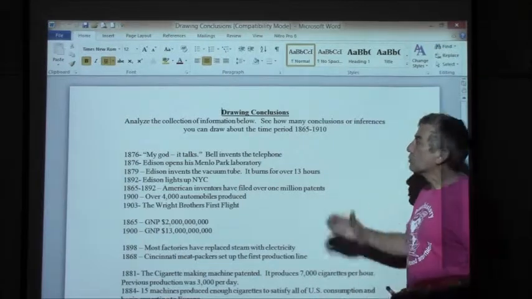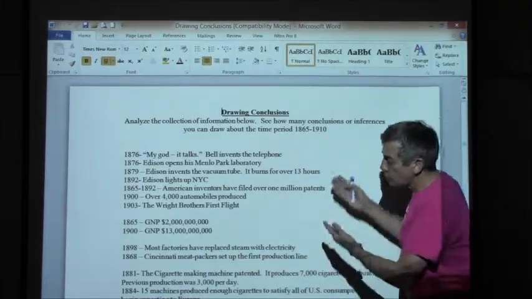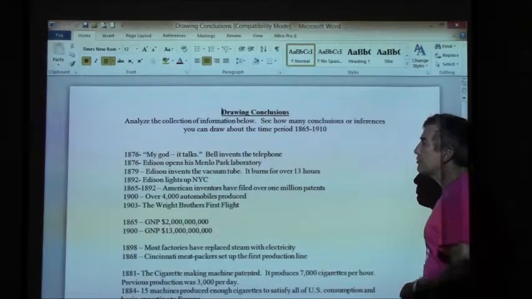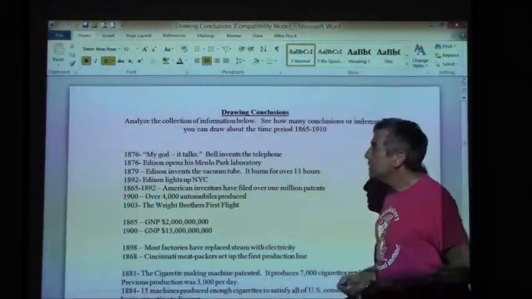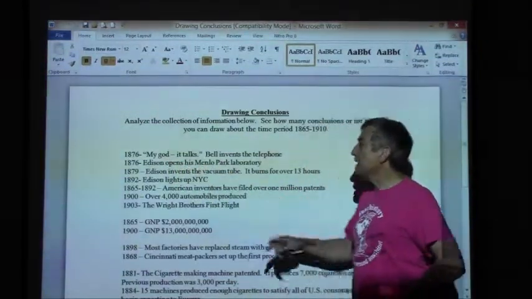This is a note set I call Drawing Conclusions. I'd like to just look through this with you. It says, analyze the collection of information below. See how many conclusions or inferences you can draw about the time period. Here you go. 1876. My God, it talks.